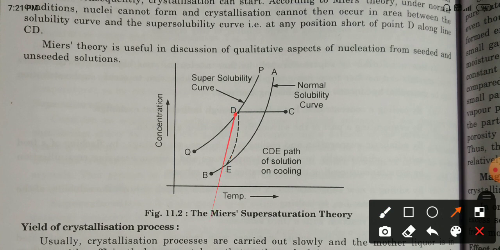This one is CD. Okay, curve AB, curve PQ: the supersolubility curve, the normal solubility curve, and CDE the path of the cooling.